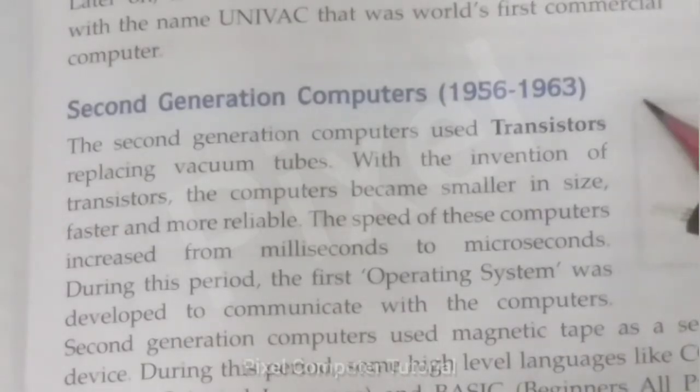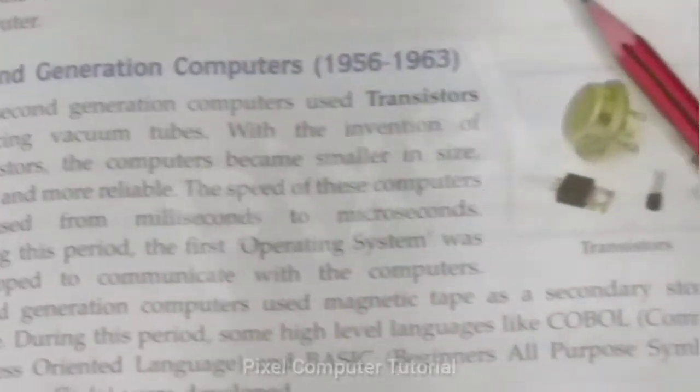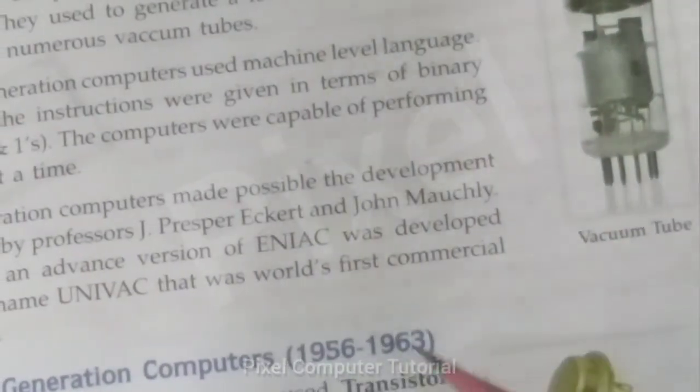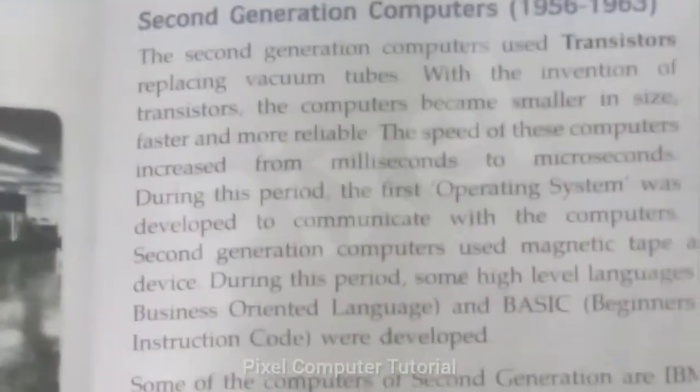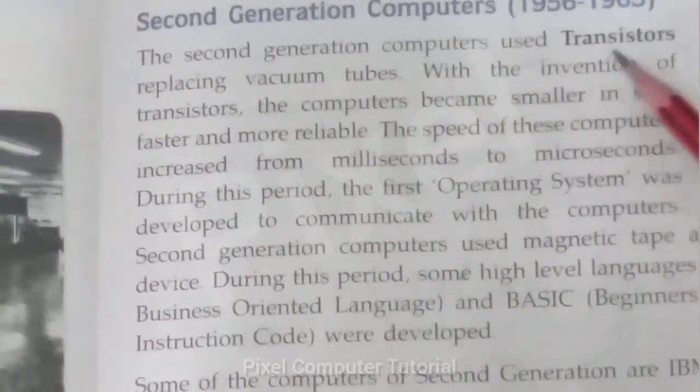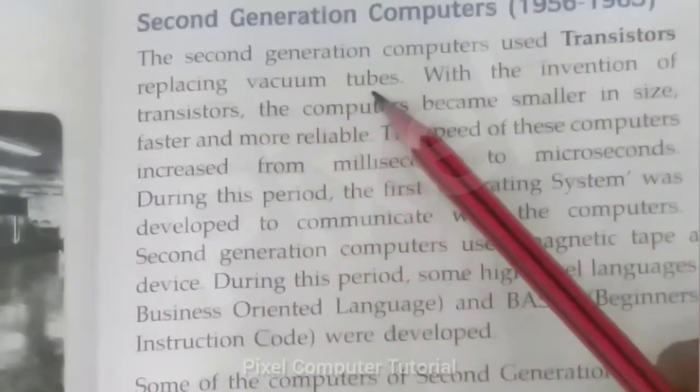All right, so let's go to the next, second generation computers, which is in the years 1956 to 1963. Here they used transistors. These are the transistors they were using, replacing the vacuum tubes. All right, okay.